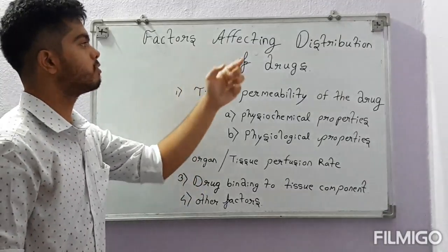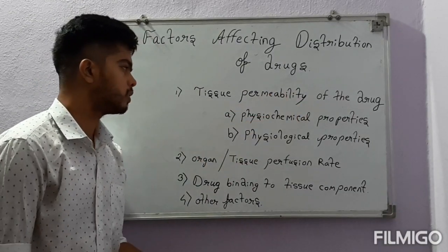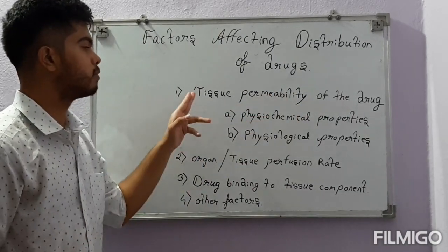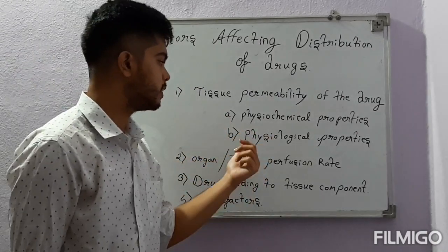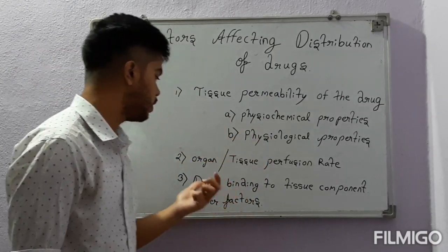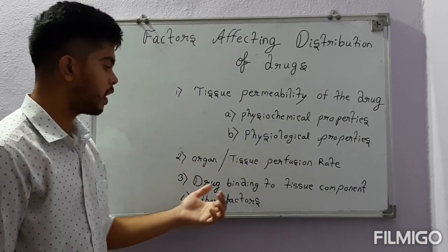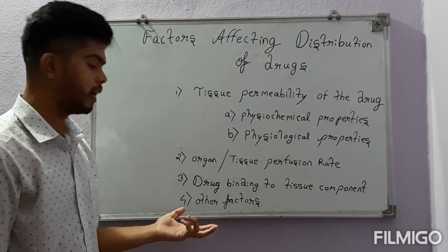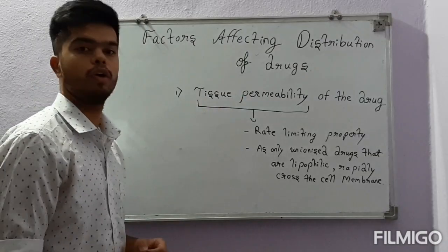Let's see the factors affecting the distribution of the drug. First, tissue permeability of the drug, the permeation at the tissue, under which there are two properties: physicochemical properties and physiological properties. Then organ or tissue perfusion rate, drug binding to the tissue component, and other factors. So let's get back to tissue permeability of the drug.